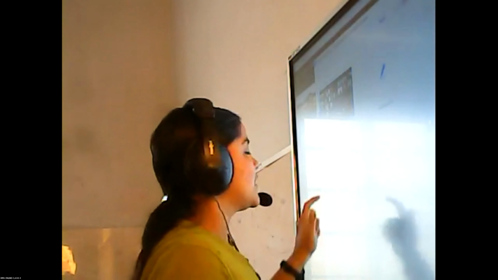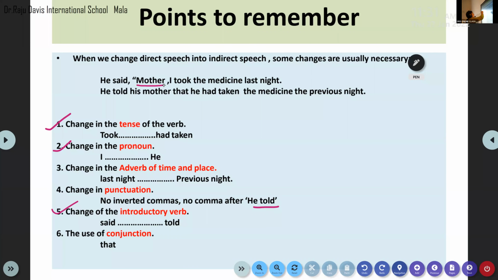Am I clear? So here in the example given here, you know that, see, he said to mother. So whom is he actually saying this to? To his mother, right? So there is mother, which is used in the form of an object in that sentence. That is why the introductory verb said is changed into told. Apart from this told, we can use many other introductory words as per the sentence.